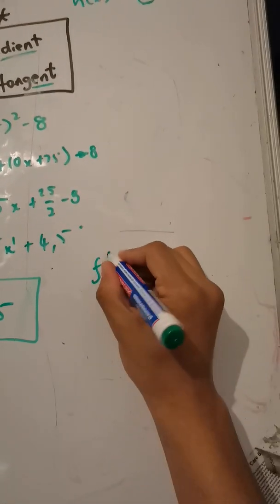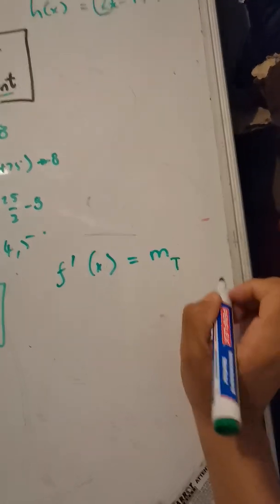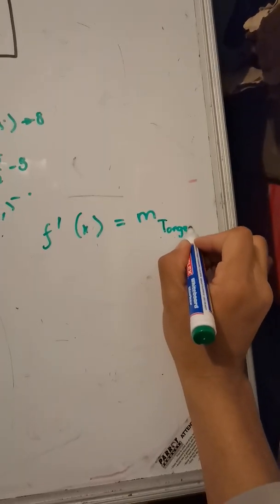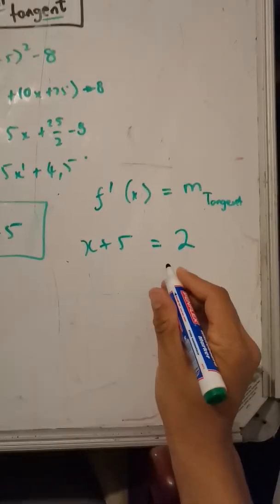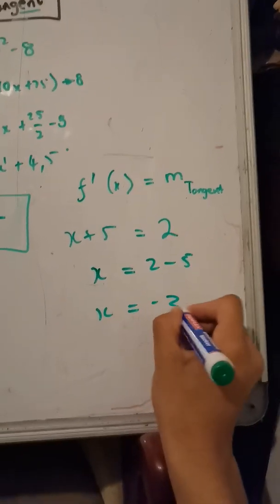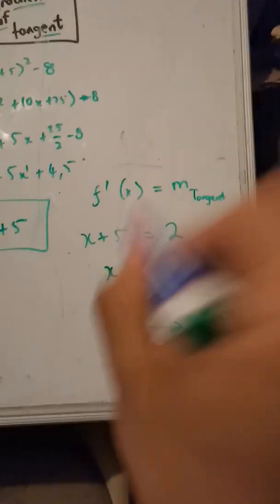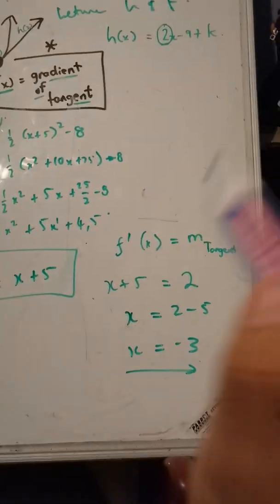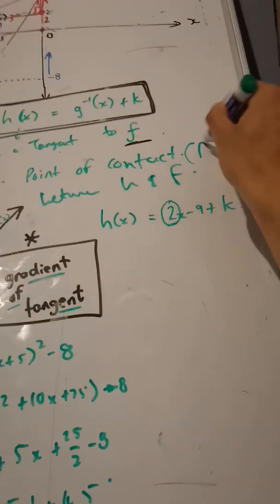So we can equate the first derivative to the gradient of my tangent. The first derivative is x plus 5, and we equate it to 2, and we solve for x. 2 minus 5, and x is equal to negative 3. That x value is the x value of my point of contact. This over here is my POC, the point of contact.